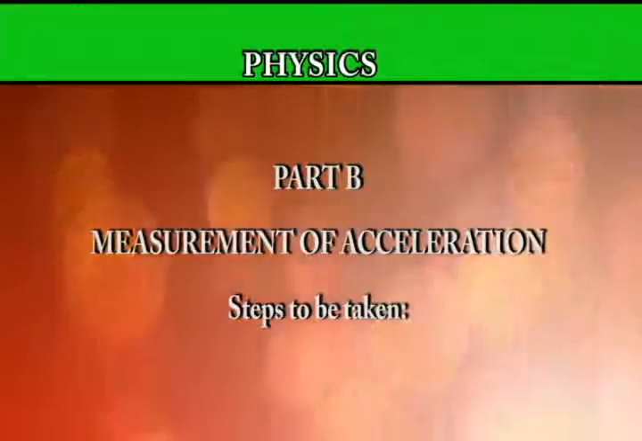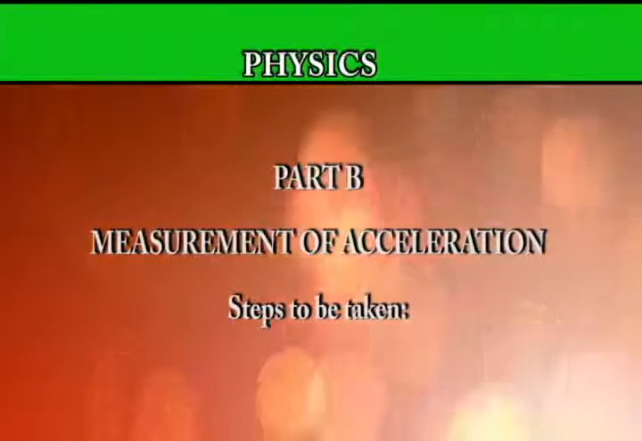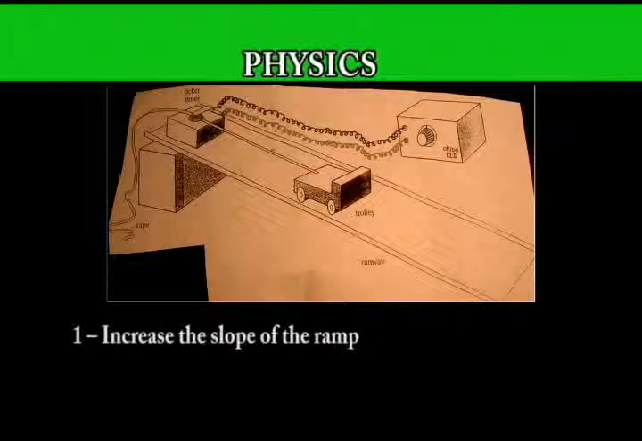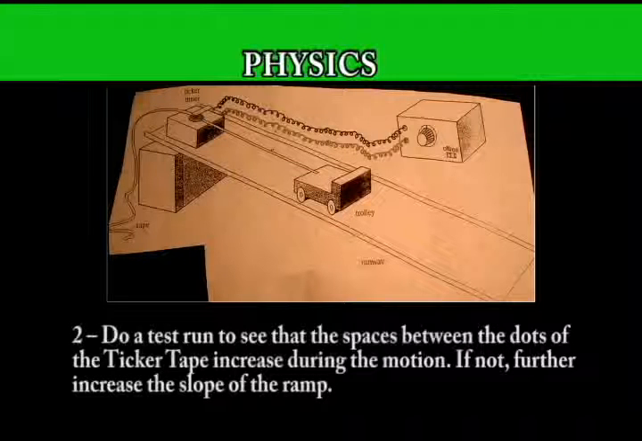Part B. Measurement of acceleration. Steps to be taken. 1. Increase the slope of the ramp. 2. Do a test run to see that the spaces between the dots of the ticker tape increase during the motion. If not, further increase the slope of the ramp.